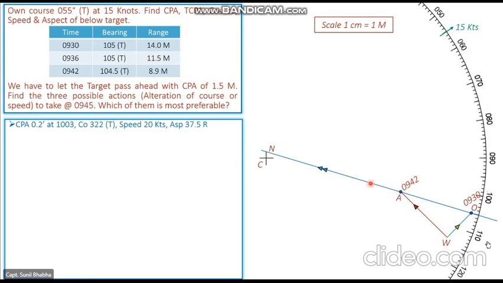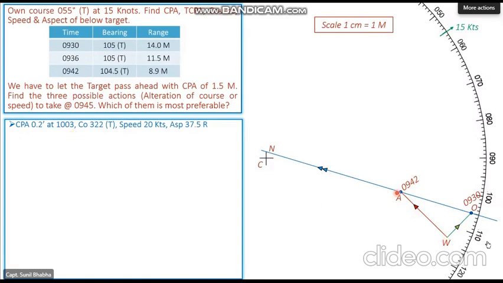We can also find the time to CPA. How can we do that? We measure Alpha to November distance, Alpha to November divided by Oscar Alpha multiplied by the plotting interval, which is 12 minutes. So ship has covered Oscar to Alpha distance relatively in 12 minutes. We have to cover Alpha to November, and by interpolation we find out the time, and adding this time to 0942 gives us the TCPA at 1003 hours.